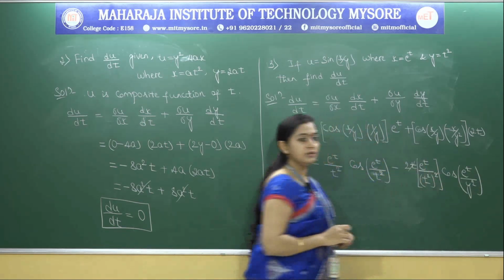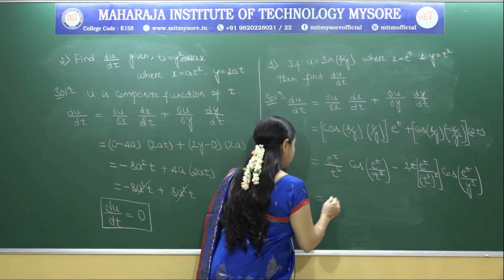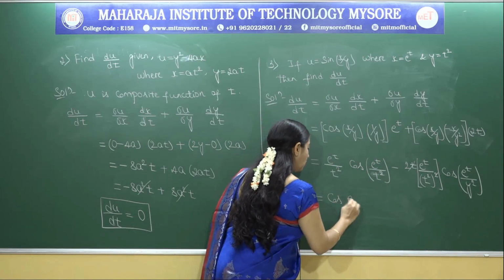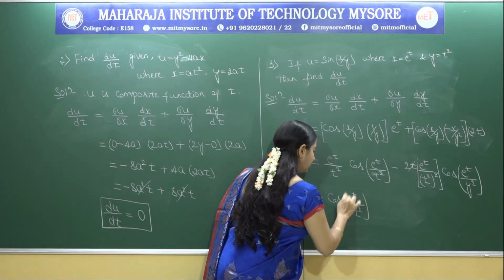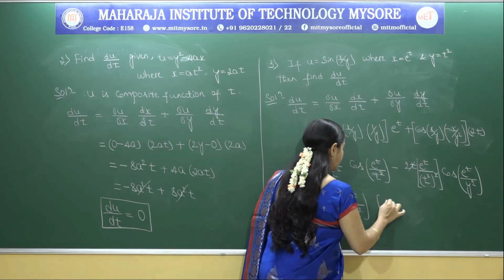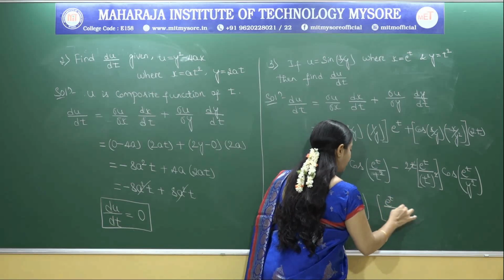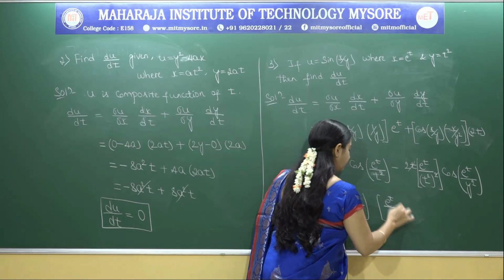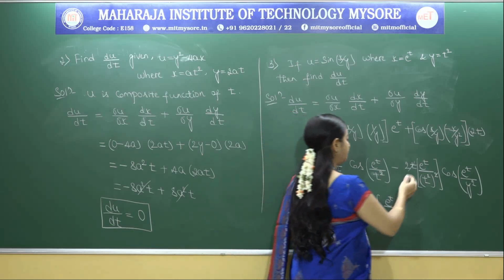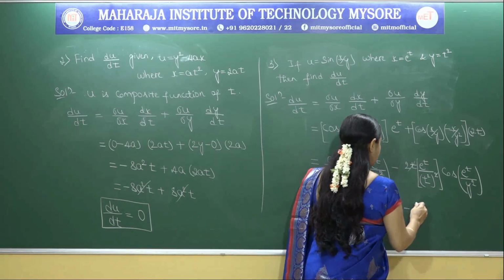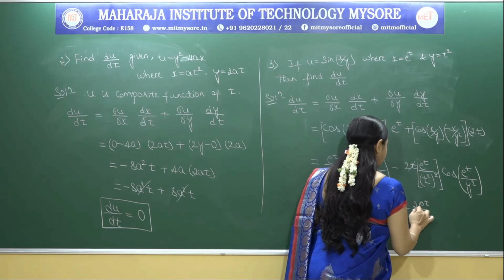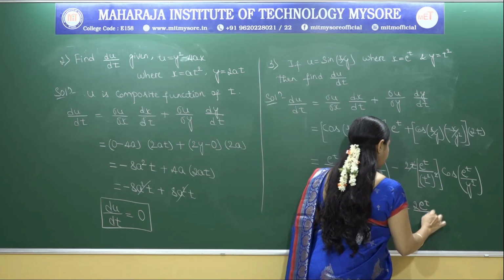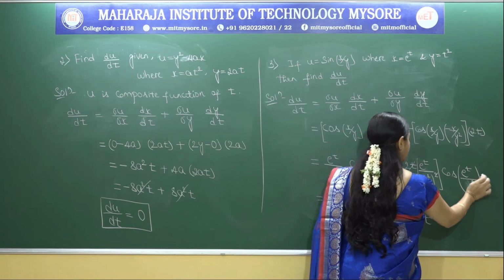Cancel this one t. So here you have the common term, cos of e power t divided by t square. In the first part you will get e power t divided by t square. In the second part it is minus 2 e power t divided by t cube. Sorry, it is t square.